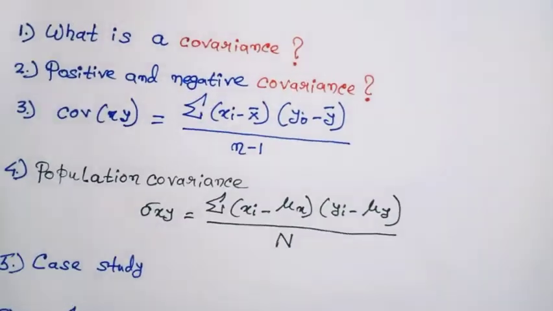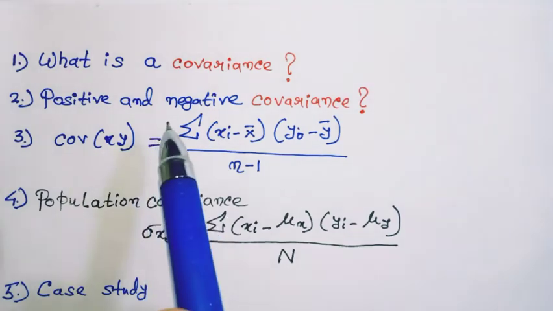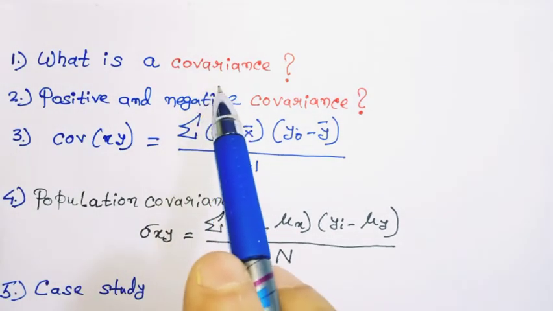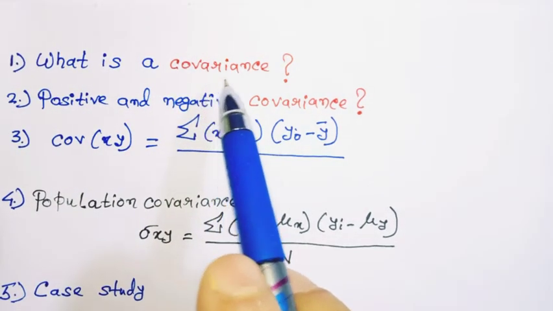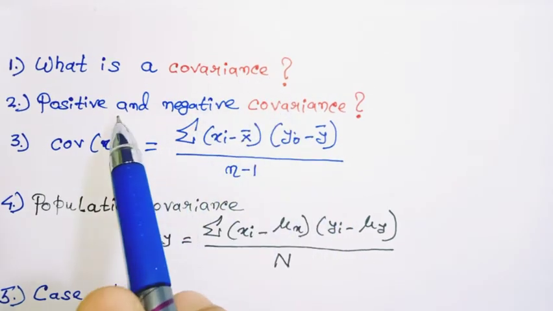Well, yes, here are the topics. I have just listed them down. You can have a quick look at them. So we have seen what is called covariance. We have seen two parts of covariance. One is the statistical approach of covariance, one is the mathematical approach of covariance.